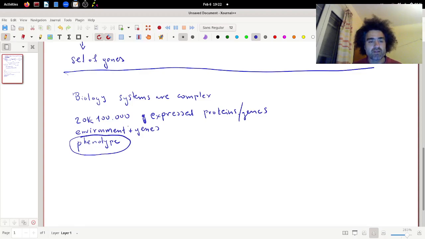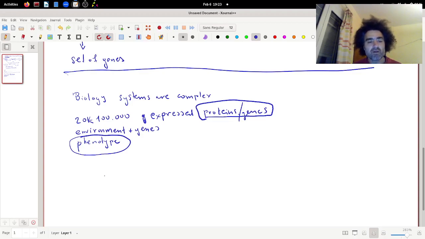And since there are so many things that may define us, and I'm talking about the proteins or genes, which are about 20 to 100,000, it's very difficult experimentally to test one by one, or a few of them every time, whether they affect the phenotype or a specific phenotype.